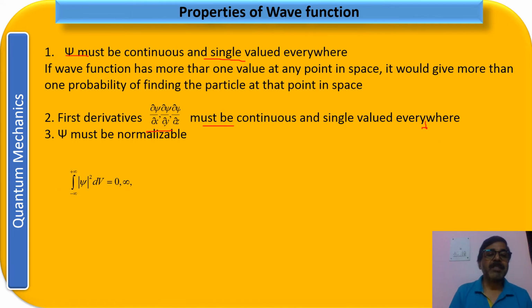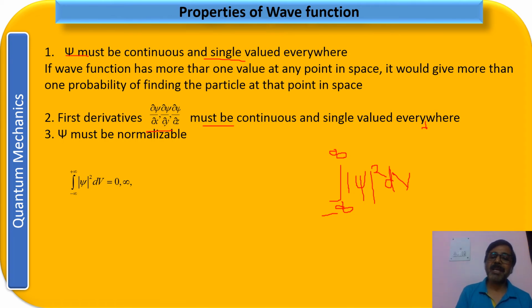Third, we are saying psi must be normalizable. Normalizable means the probability density. We will discuss more detail later in the next slide. What is the probability density? Mod of psi whole square, in a particular volume, let us say dV. The wave packet is not of a fixed size; you can have different sizes. It can be between x1 to x2, between 0 to x, or minus x to plus x. So it can have multiple ranges.